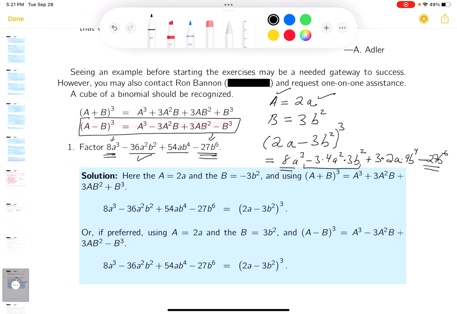3 times 2 is 6, and 6 times 9 is 54. I'm seeing that. And what do I see? AB^4. It worked out beautifully. So this is the factorization. That's the factorization, all right? Now, if you look at the key, they go through that, and I'm seeing that right over here. Let's keep going.